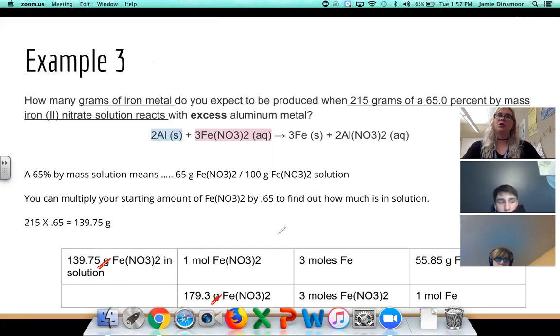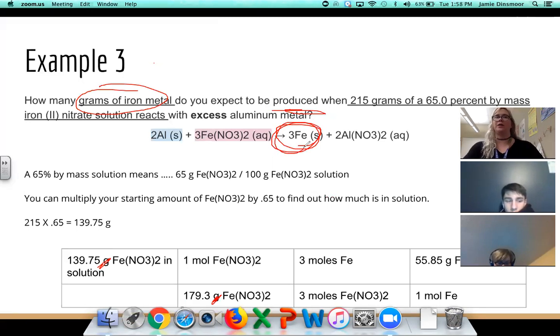Now we need to know, what are we even looking for, right? Because we probably lost sight of that at this point because we did so much already. Well, we want to know how many grams of iron metal are produced. So this time we're actually looking for a product. We're looking for this guy right here.